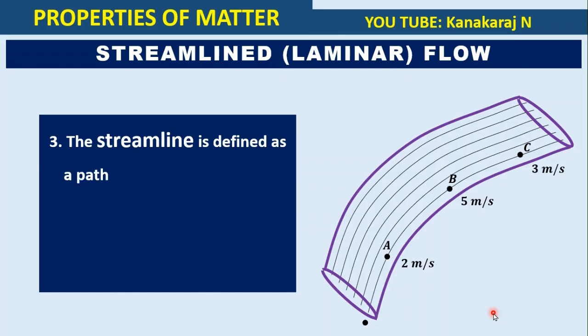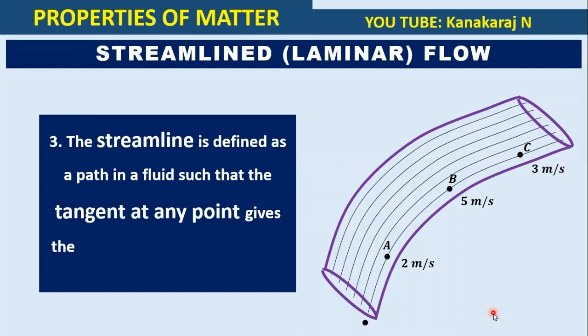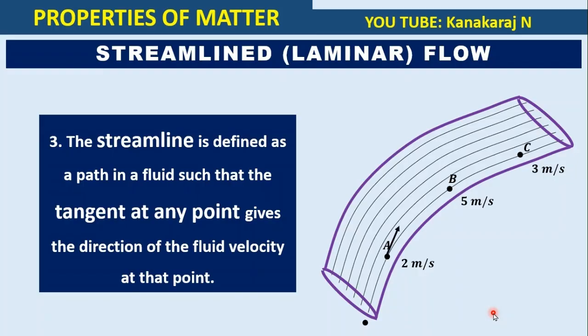3. The streamline is defined as a path in a fluid such that the tangent at any point gives the direction of the fluid velocity at that point. At A, the direction of velocity is the tangent at the point A to that curve. At B, the tangent at B to that curve gives the direction of fluid velocity at that point B. Similarly at point C.